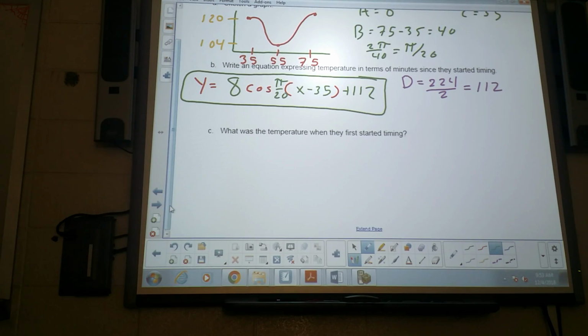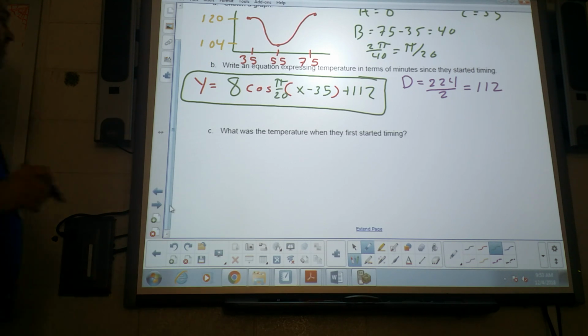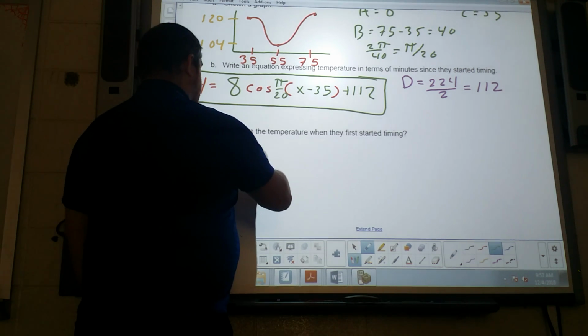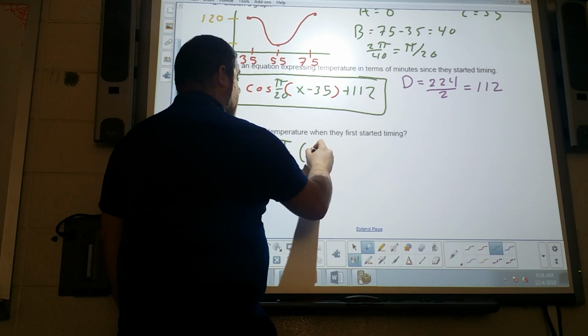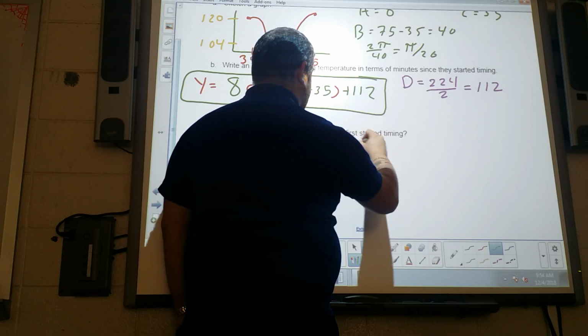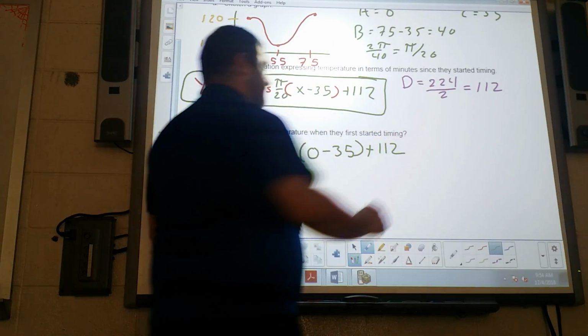So for part C, we want to know the temperature when they first started timing. So we need an x value to be able to plug in. Why 0, Evan? They started timing, so it starts at 0. So all we are doing is taking 8 cosine pi over 20, plugging in 0 because they are starting timing to get there.